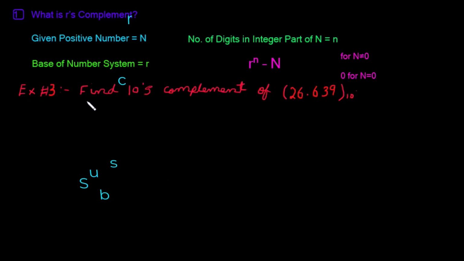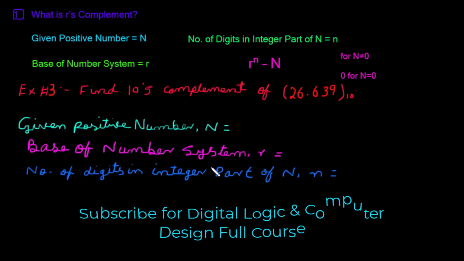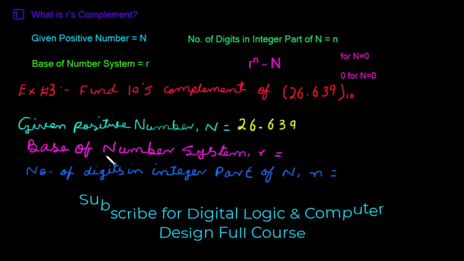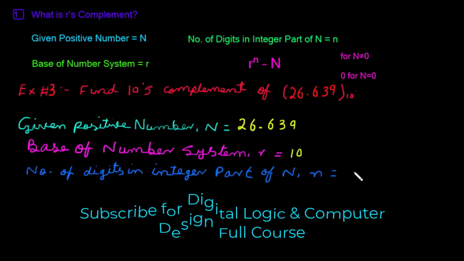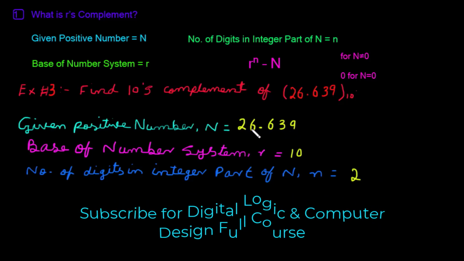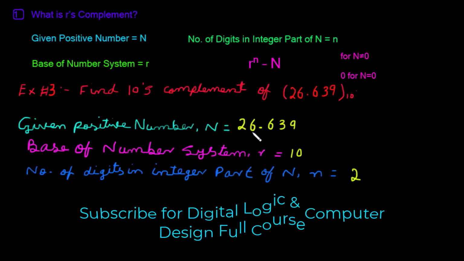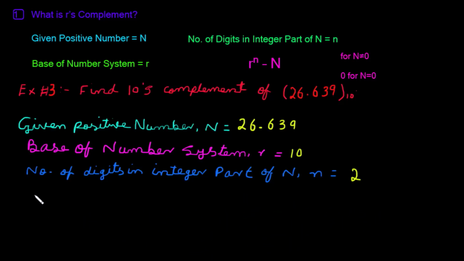Now this is example number 3, we have been asked to find the 10's complement of 26.639 to base 10, a decimal number. So the given positive number, represented by N, is 26.639. The base of the number system, represented by R, is 10. It is decimal. Now the number of digits in the integer part of this N, that is we have 26. So 1, 2. The number of digits in the integer part is 2. Well, 0.639 is the fraction part of this N. We only need the digits in the integer part. Now I will substitute these values into this. That will leave me with 10.